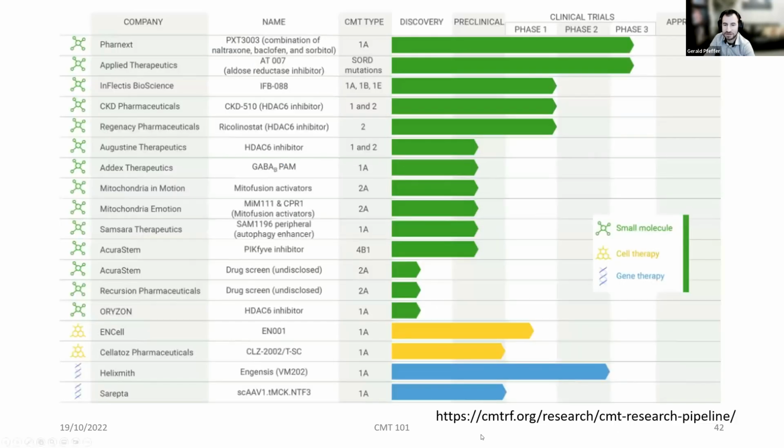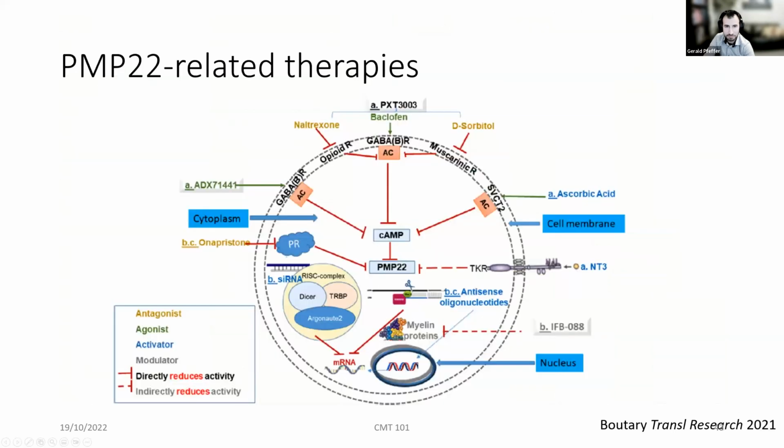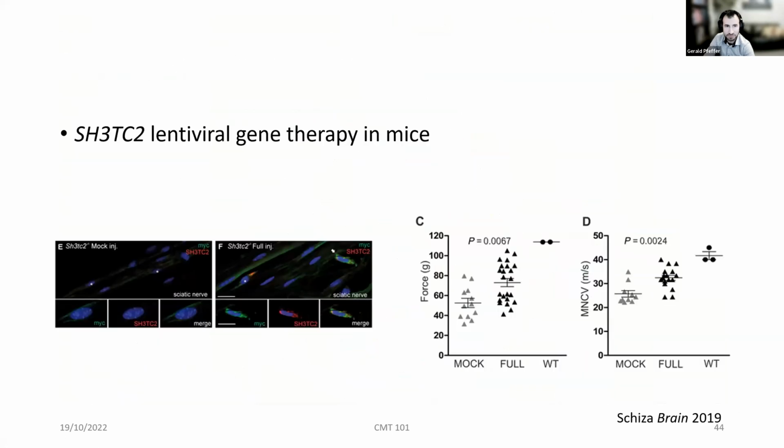For example, from CMTRF, they have some of these nice figures which show you the progress of some therapies for specific subtypes of CMT, that you can check in on websites like this and see where future treatments are in the pipeline. But at the moment, we do not have a disease-modifying therapy for CMT, but I'm hopeful that that will change. So I will skip through some of these.